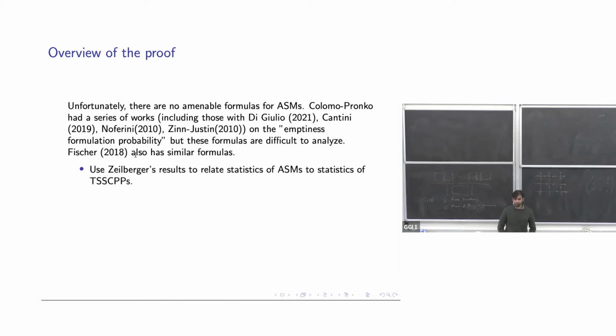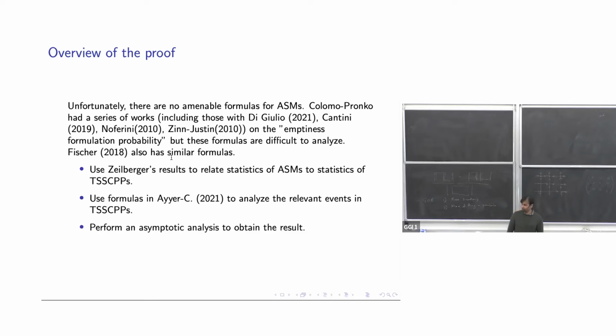So actually what we did was we used Zeilberger's results to relate statistics of ASMs to TSSCPPs. We then used formulas that I had with Arvind to analyze relevant events in TSSCPPs, and then we performed an asymptotic analysis to obtain the results. So that's the main step. I'm going to go through a little bit more about them.